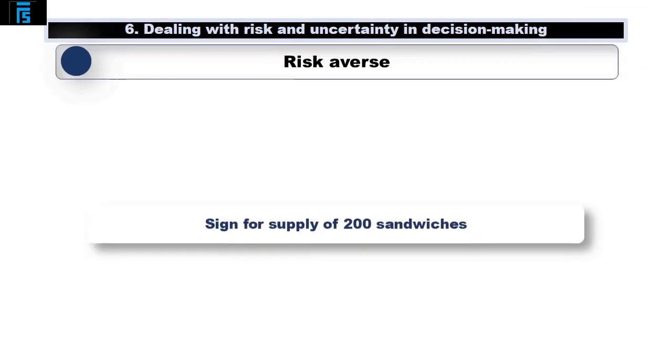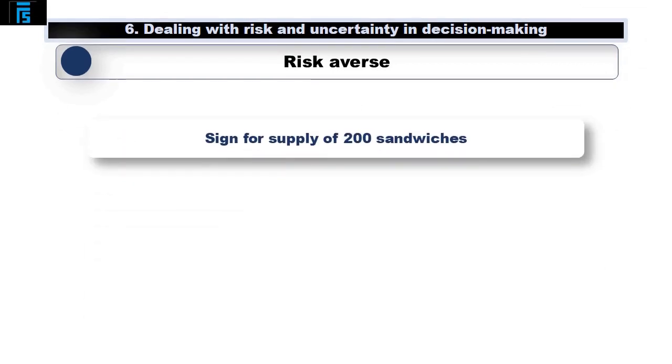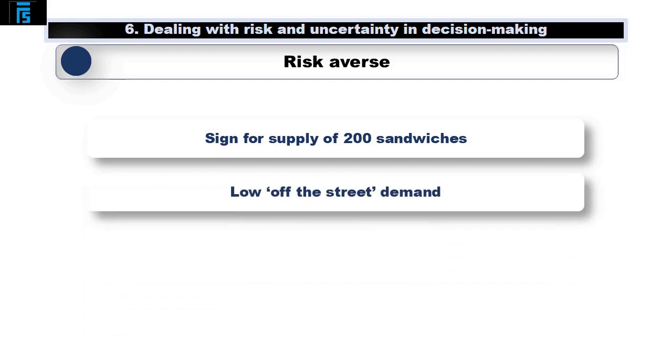So, if Jack is risk averse, he will choose to sign up to supply 200 sandwiches a day to the conference centre, because if he does this and the worst happens, in other words, off-the-street demand turns out to be low, his outcome will be the best it can be in those bad circumstances.